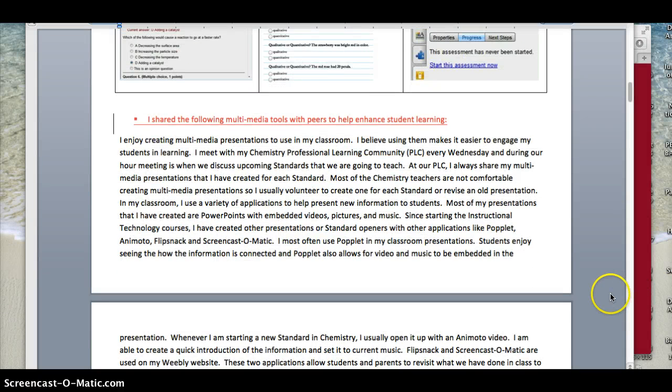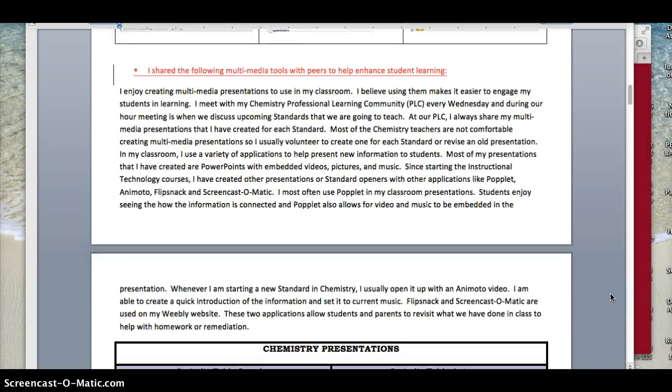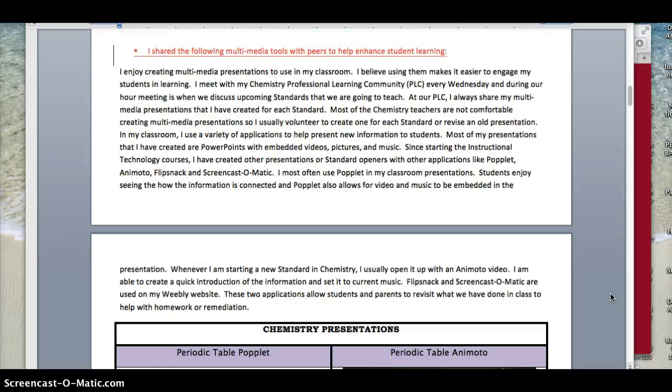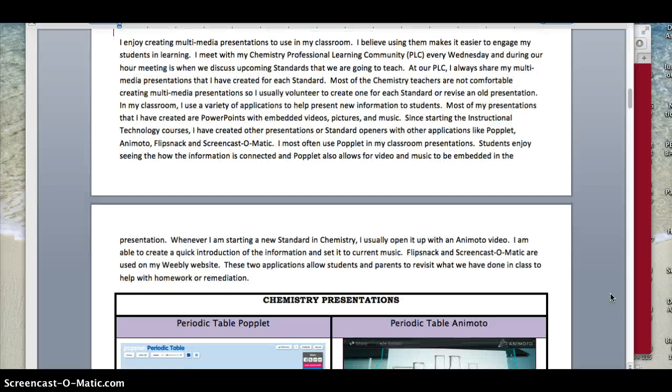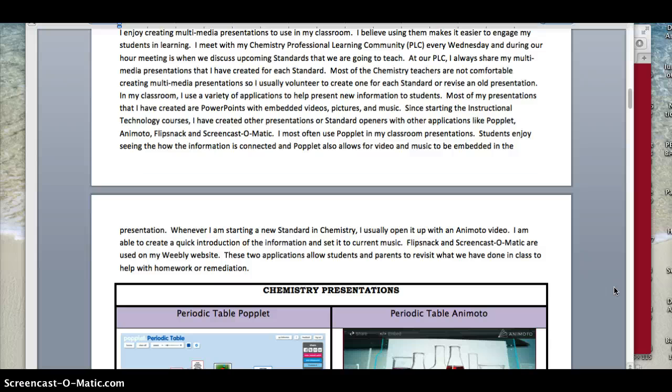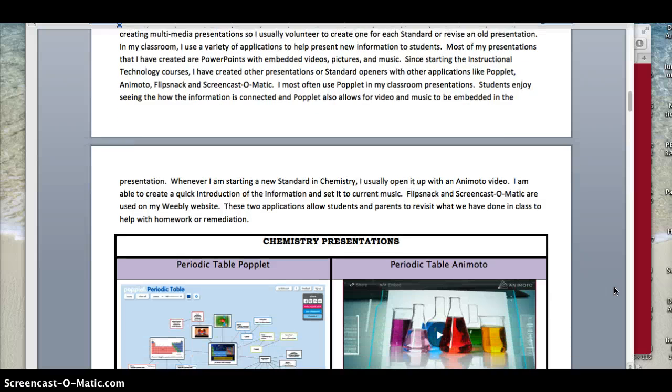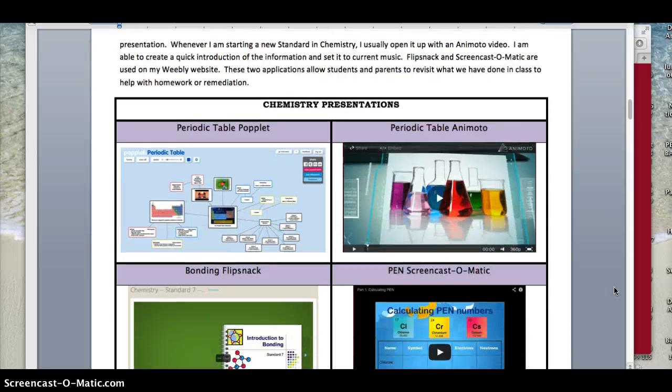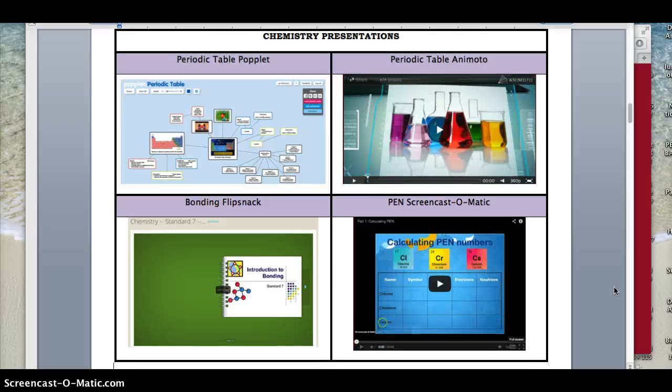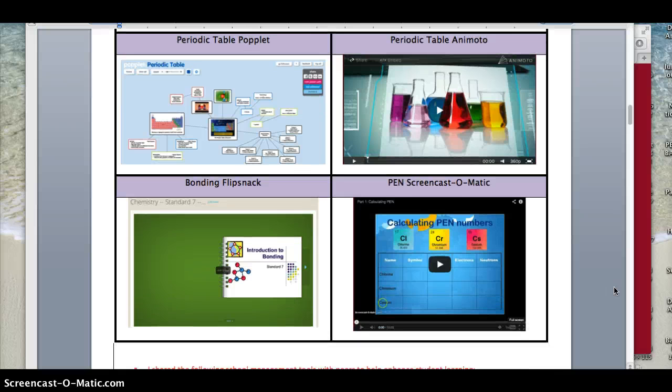And then again with multimedia tools, I try to use as much technology as possible, whether it be a presentation that I've embedded with videos or pictures or music, to Poplets, to Animotos, to Flip Snacks. I have created 4 here that I've given you a screenshot of.